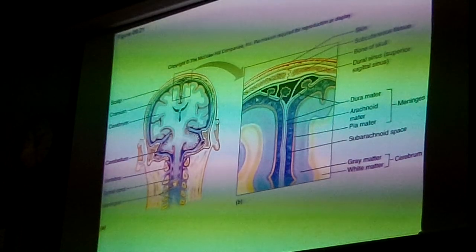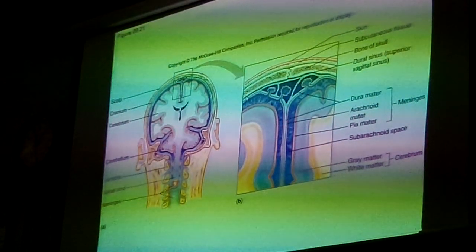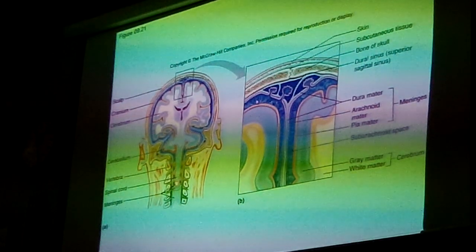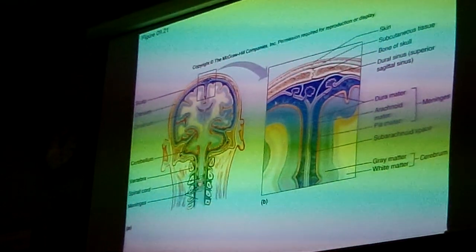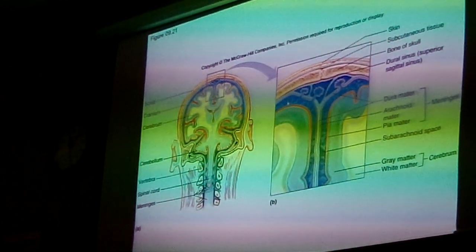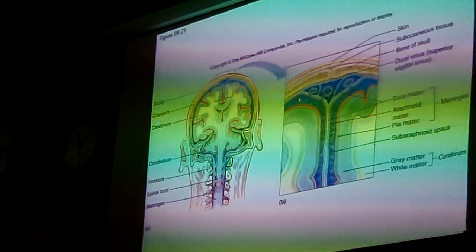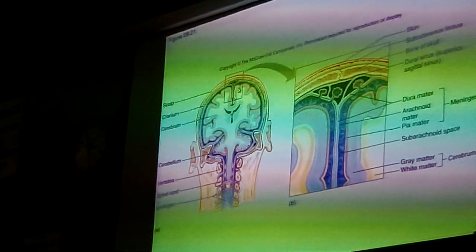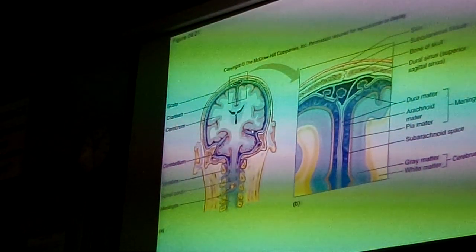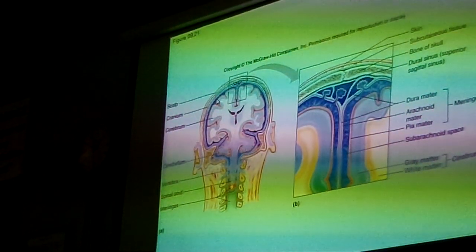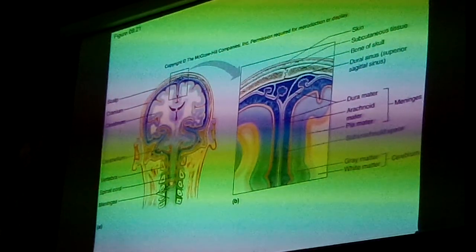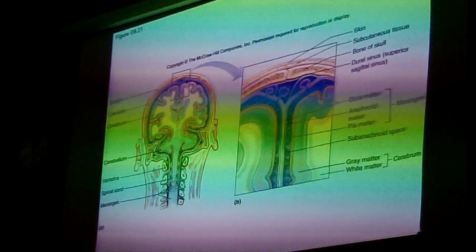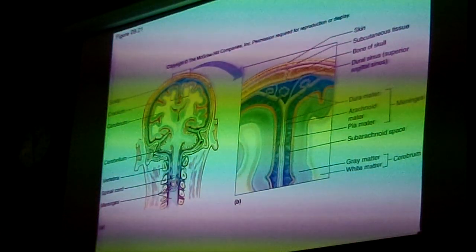Actually, the arachnoid matter here is purple. So the dura mater is blue, then arachnoid matter, and then this space has fluid in it called cerebrospinal fluid. And if you look, this blue fluid surrounds the entire brain. The entire brain has a thin layer of fluid around it, and so does the spinal cord. And it keeps your brain from touching your skull.